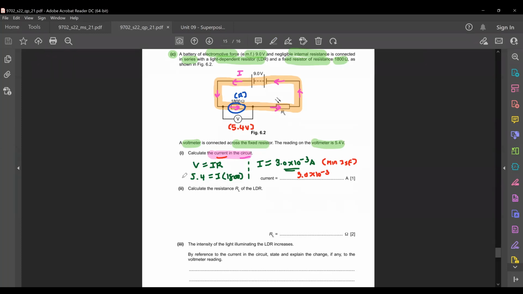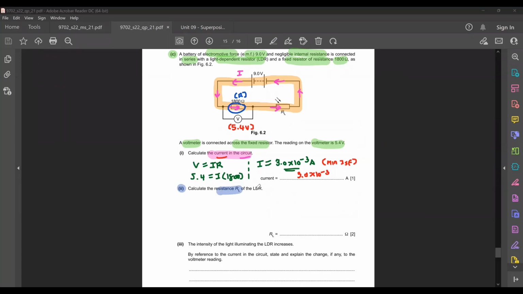Part 2 is asking us to calculate the resistance RL of the LDR. We want to find out what is the resistance of this LDR here. To do that, there are actually 2 different ways of doing this. Either we can use a potential divider equation or we can just use the equation V equals IR in Kirchhoff's second law. So I'll just show you both here.